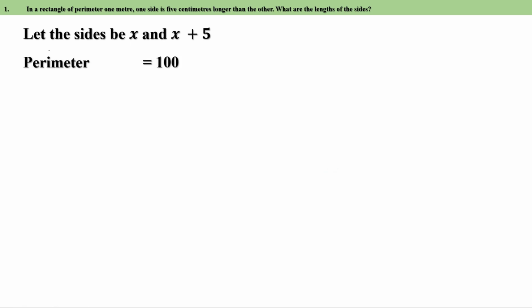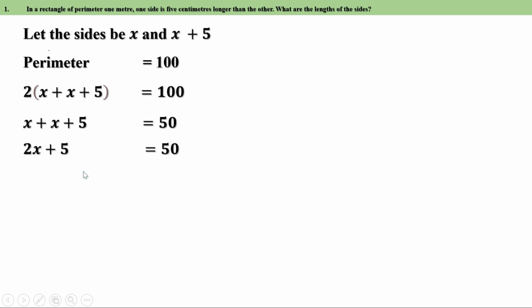Given that the perimeter is 100 centimeters, that is 2 times (length plus breadth) equals 100. Here length and breadth are x and x plus 5. So 2 times (x plus x plus 5) equals 100. Therefore, x plus x plus 5 equals 100 by 2 or 50. x plus x is 2x. So this can be written as 2x plus 5 equals 50.